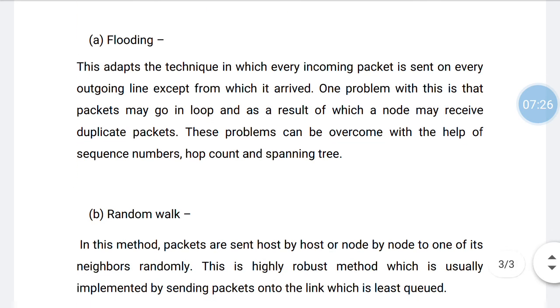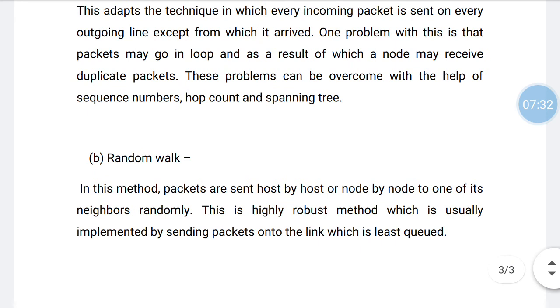And the next part of non-adaptive algorithm is random walk. In this method, packets are sent node by node to one of its neighbors randomly. This is a highly robust method which is usually implemented by sending packets onto the link which is least queued.